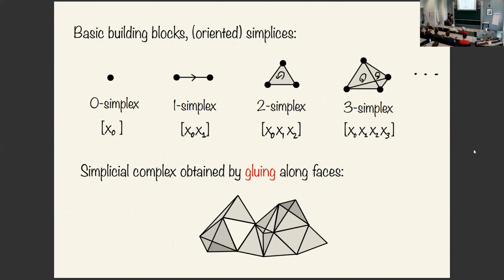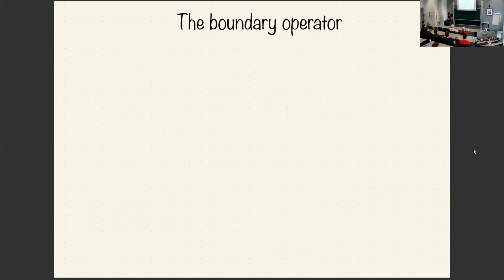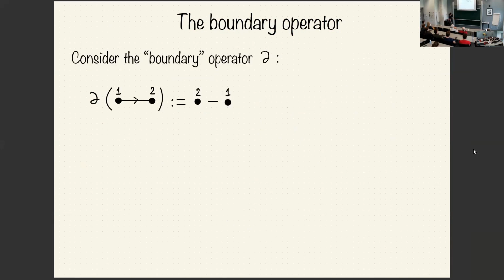And so a simplicial complex is obtained by gluing these simplices together. So here, for once in topology, terminology makes sense. This is a simplex and this is a complex. Okay, so the main star in homology is the so-called boundary operator.